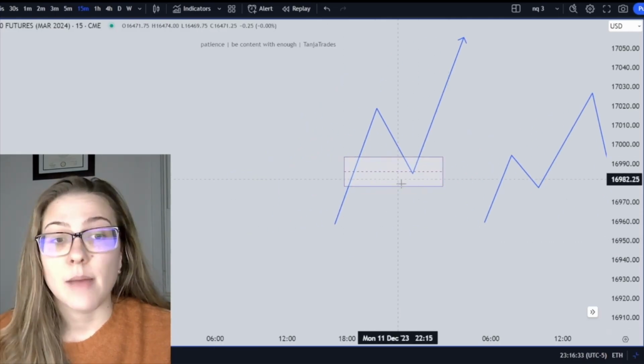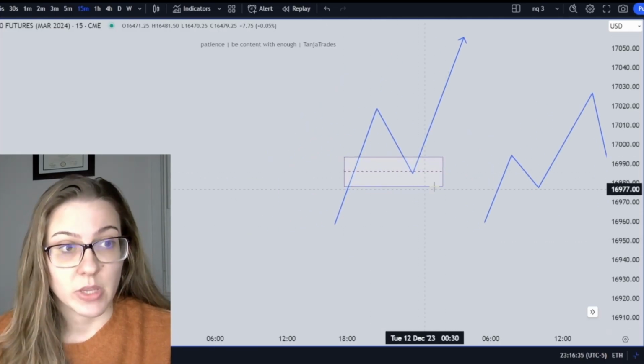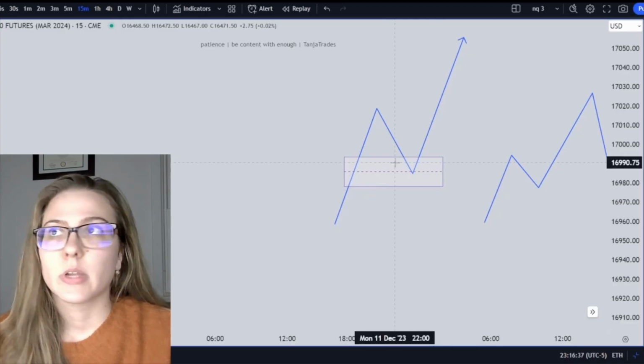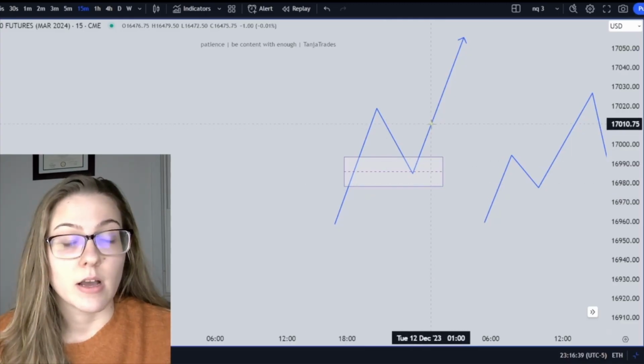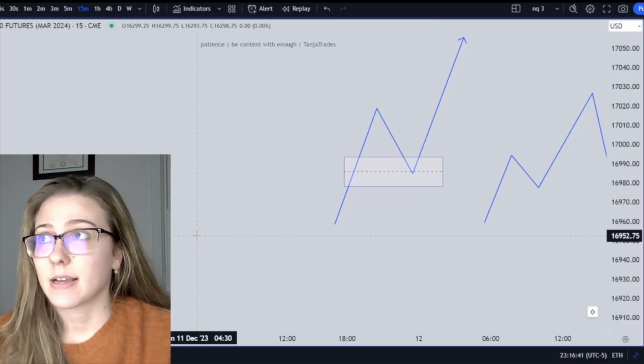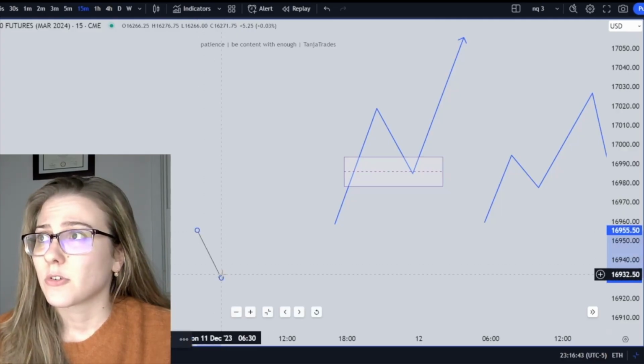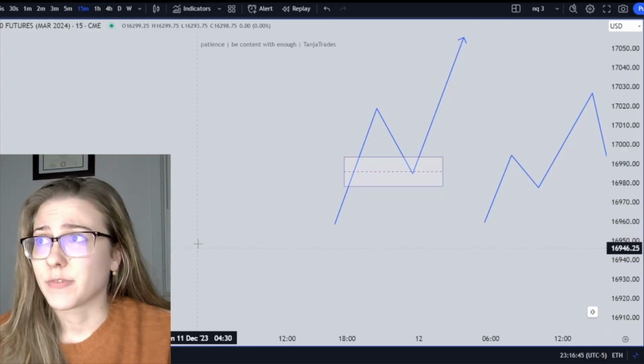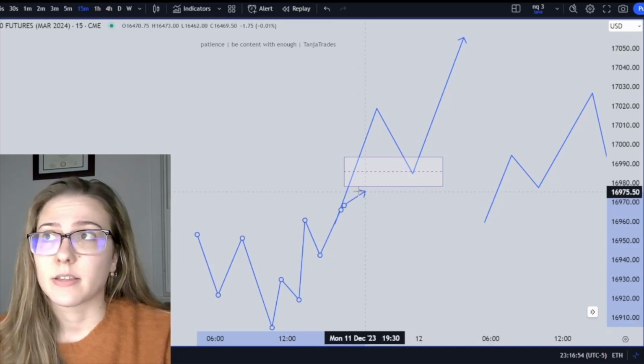So that's why I'm actually not looking for a market structure shift within this area. I'm waiting for simply a down close candle to get broken above. I'm going to add some examples in a second, because typically there's already a market structure shift that happened, right? Something like this already happened.